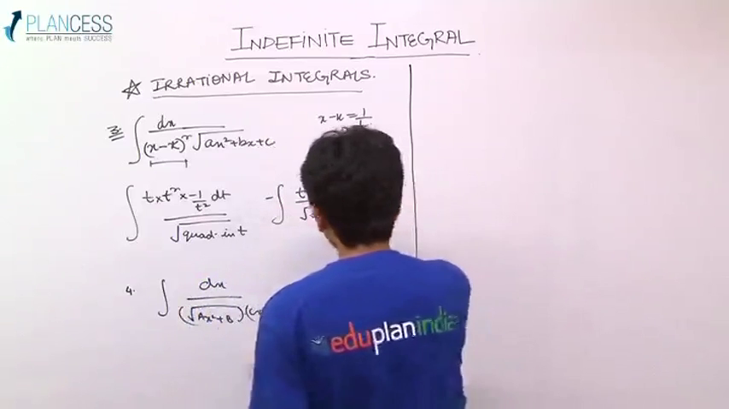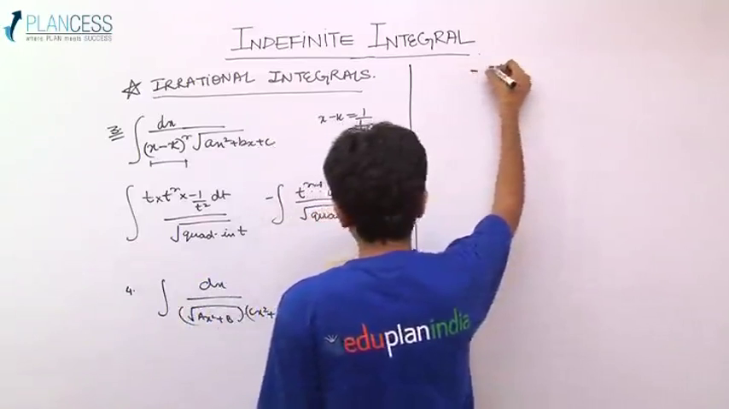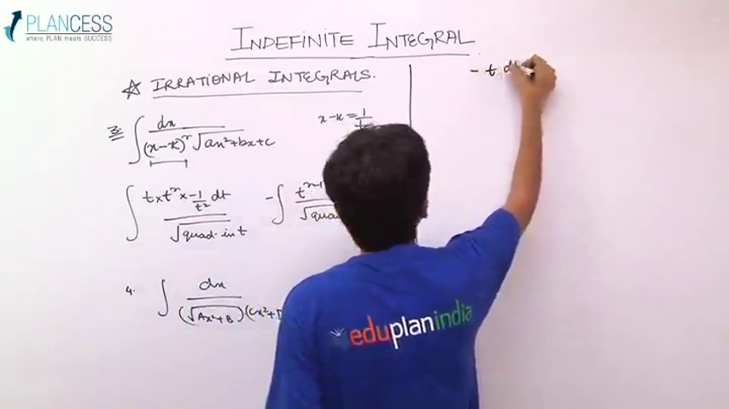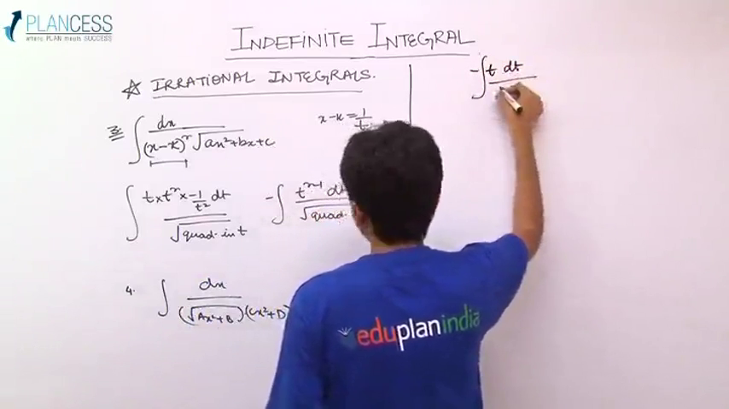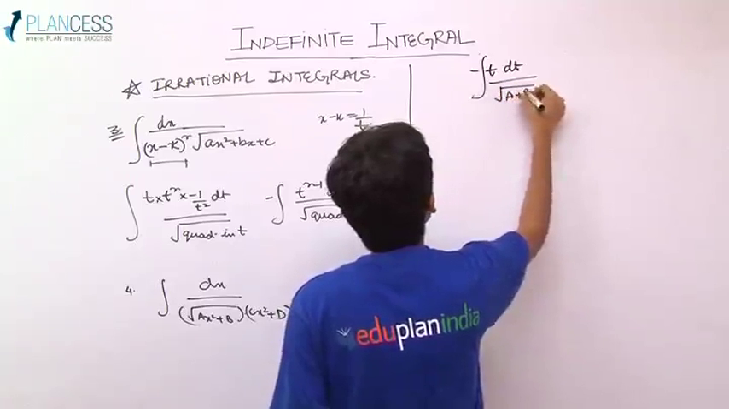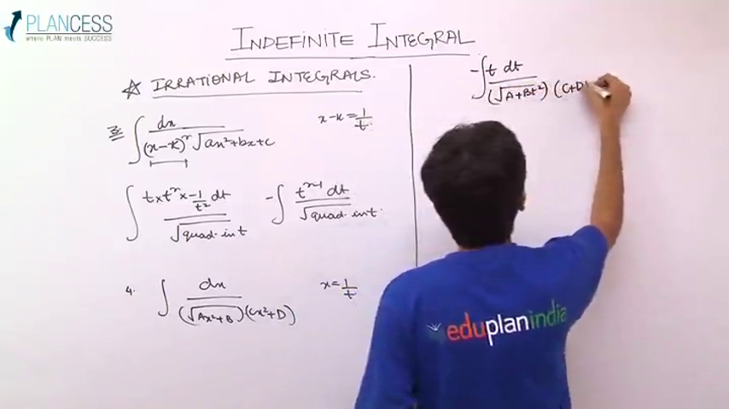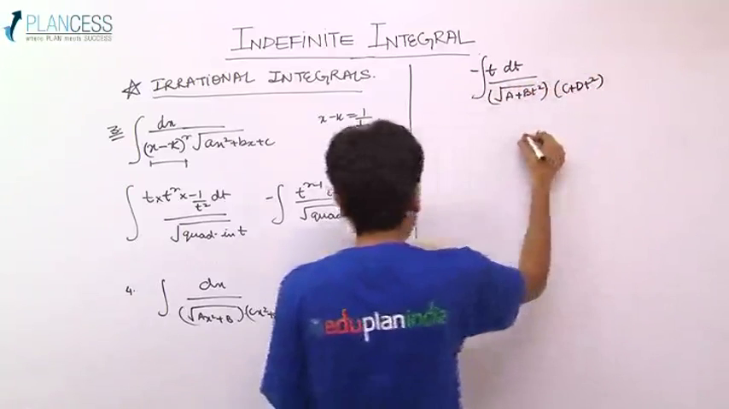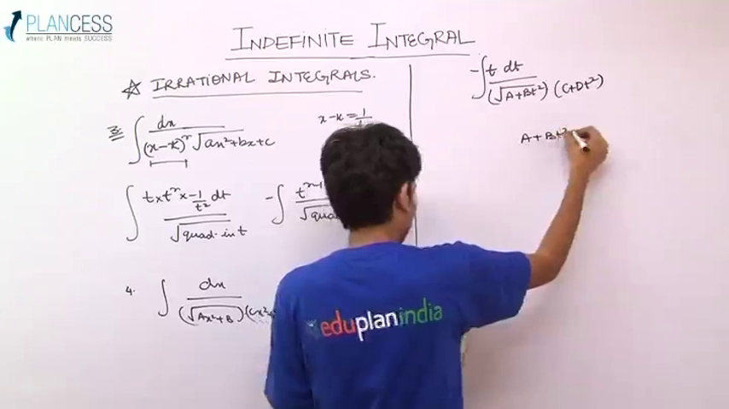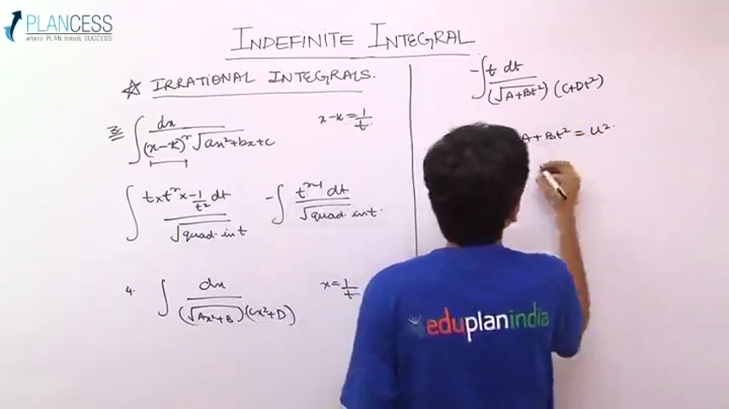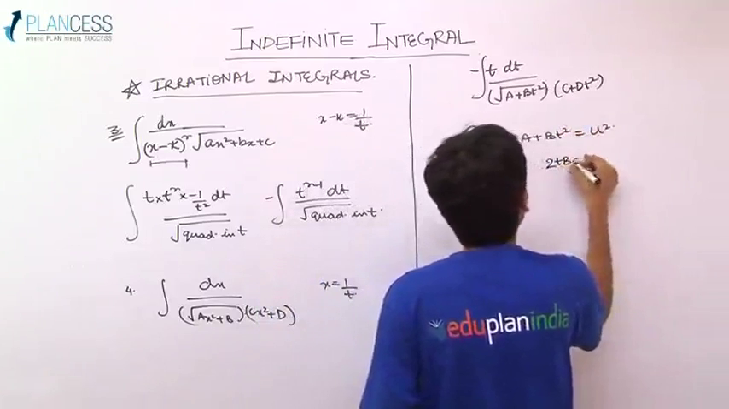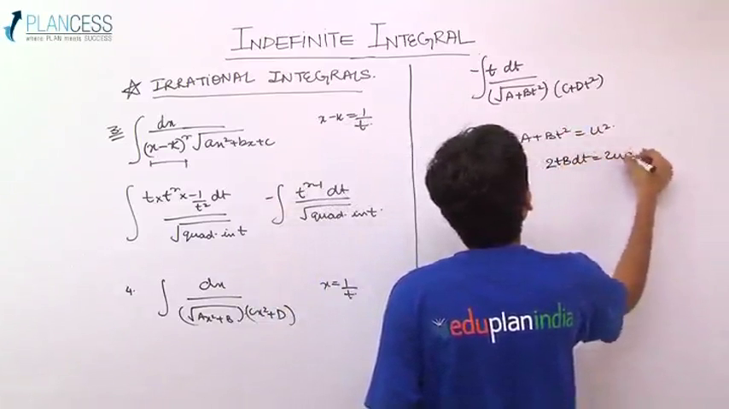Okay, so on simplifying this, it will become minus t dt integral upon root of (a plus b t square) into (c plus d t square). Okay, and putting a plus bt square is equal to u square gives us 2tb dt is equal to 2u du.